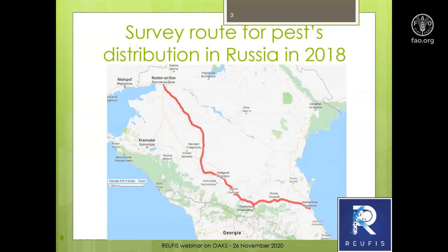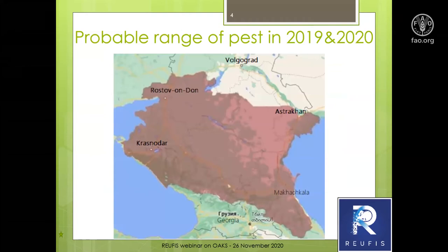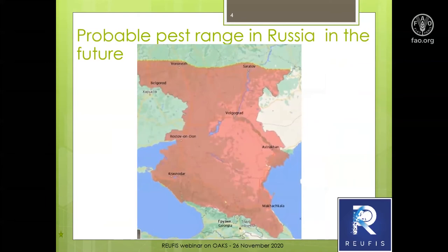So in 2018, a special survey was undertaken in which we inspected oak trees in cities along the route from Rostov-on-Don to Makhachkala. In all major cities, the pest was found. Here is the map showing the presence of Corythucha arcuata in Russia in 2018. Based on the rate of expansion of the pest range, we assumed its possible range in 2019 and 2020. Using weather maps, we have compiled a possible pest range in the future.